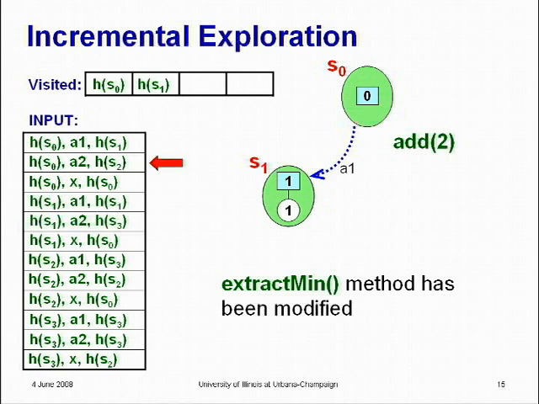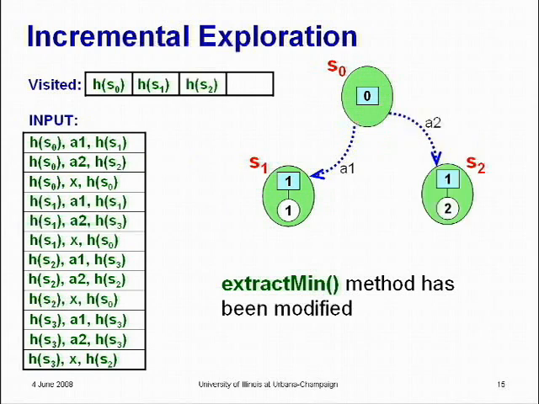Again, we know that there is some information there. We're going to get S2, but we haven't seen it in the current exploration, so we need to execute that. Now, when we go to execute extract min, this operation has been changed. So we don't even look up in the input because it has been modified. Therefore, we are forced to execute it.